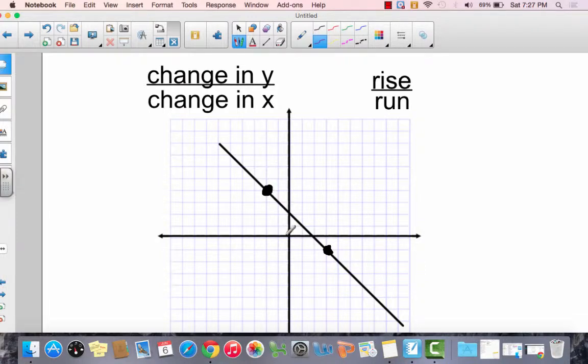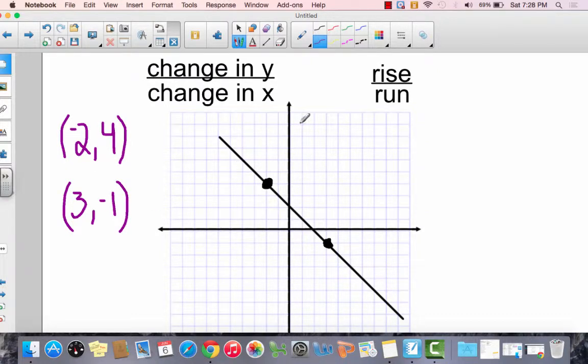So this first point is at -2 on the x-axis, and up 1, 2, 3, 4 on the y-axis. So I'm going to write down my ordered pair, (-2, 4). And then I need to find the ordered pair for my second point. My second point is at 1, 2, 3 on the x-axis, and it's at -1 on the y-axis.